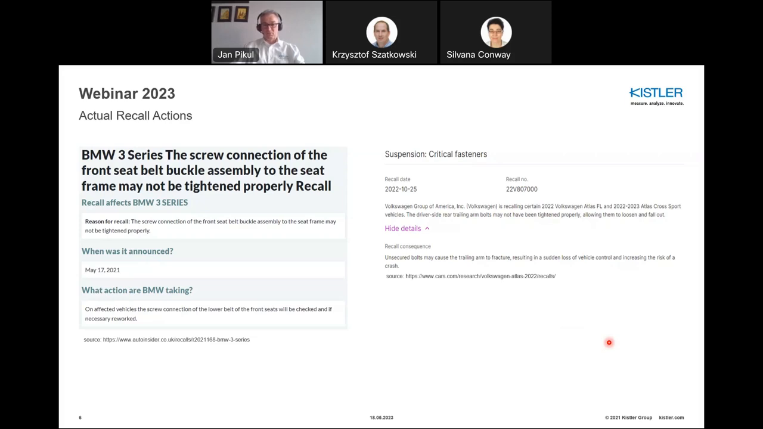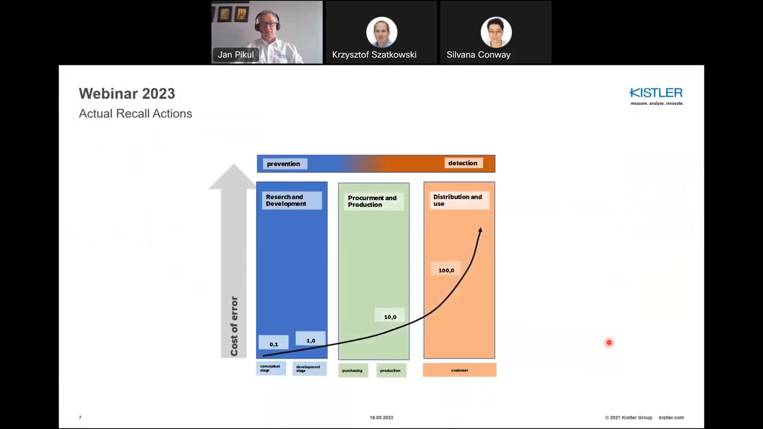This could easily have been prevented by a simple torque tool. And this is something I want to talk about today.